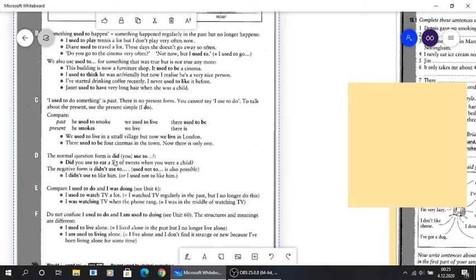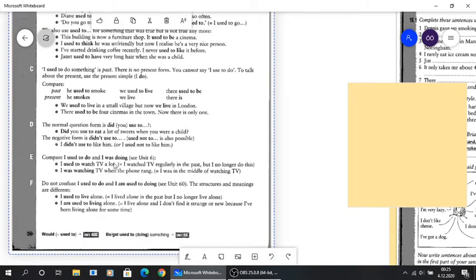Normal question form is did you use to. Did is for the question and negative one. Did you use to eat a lot of sweets when you were a child? Look at here. When we use did, we use present one. The negative form is didn't use to. Or use not to is also possible. I didn't use to like him.